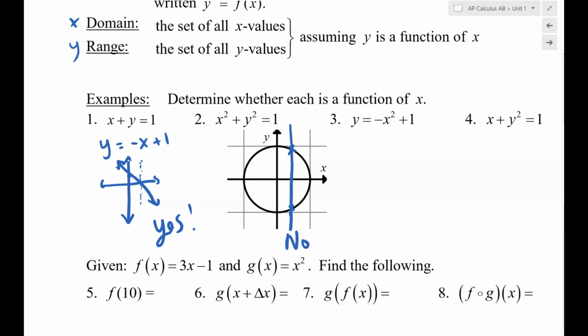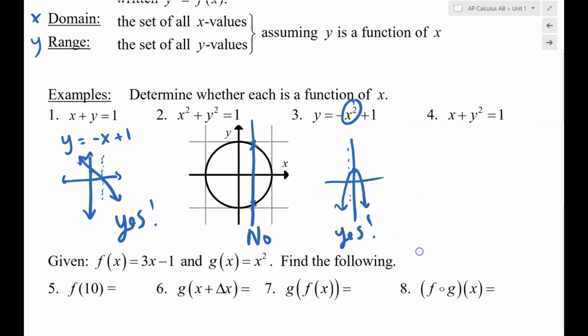Okay, number 3. Here we have y is equal to negative x squared plus 2. Remember that quadratics are parabolas. This is a downward facing parabola shifted up, so visually it would look like this. And if we drew a vertical line, notice you're only going to have one intersection point. So yes, this is a function. We'll move on to number 4.